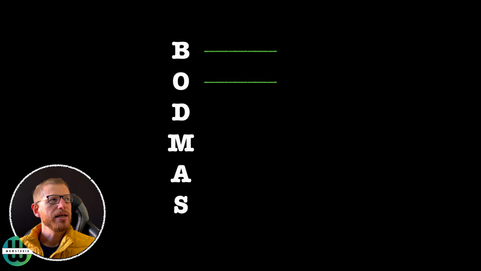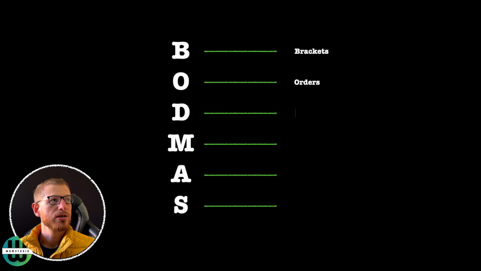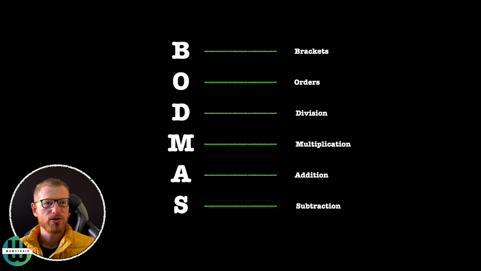Let's jump in. So when we talk about the order of operations, we actually refer to what is called BODMAS. And each letter of BODMAS stands for a certain operation that we are going to perform in a certain order. Let's go have a look at what that is. So BODMAS. And each one of these letters means something. B for brackets, O for orders, D for division, M for multiplication, A for addition, and S for subtraction.